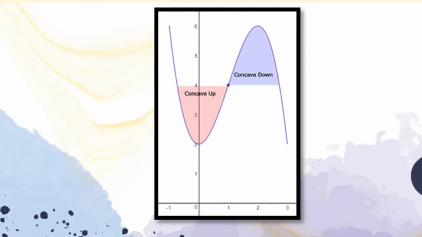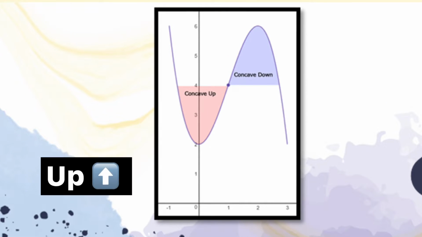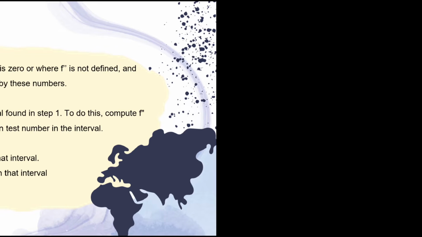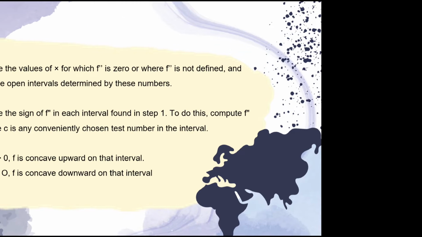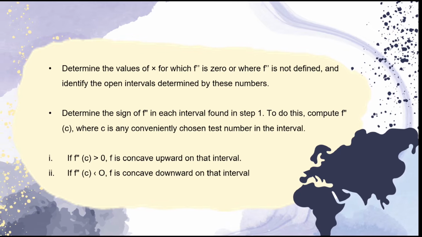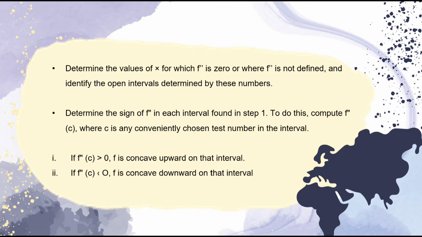As we can see, concave upward means going up, while concave downward means going down. So here are some tips on how to determine whether the function is concave upward or downward. First, determine the values of x for which f prime is 0 or where f prime is not defined, and identify the open intervals determined by these numbers.